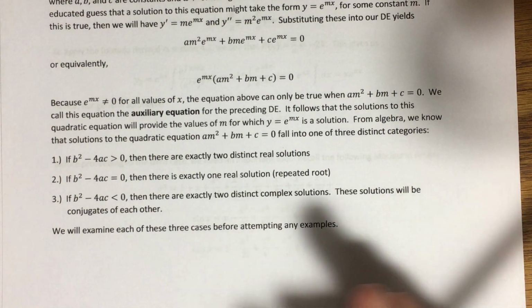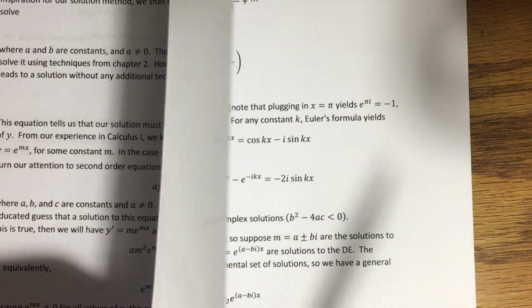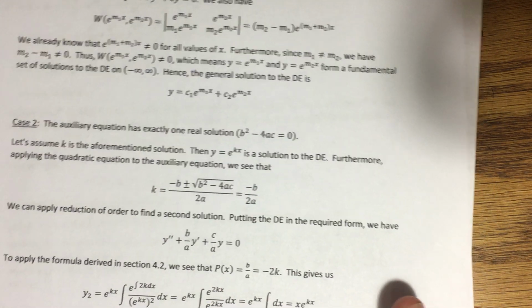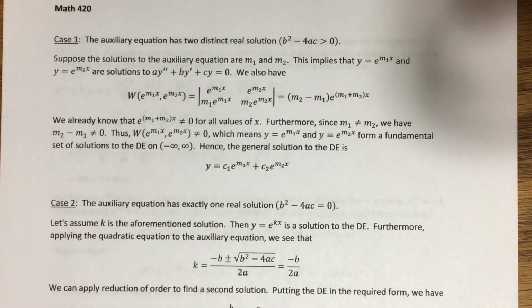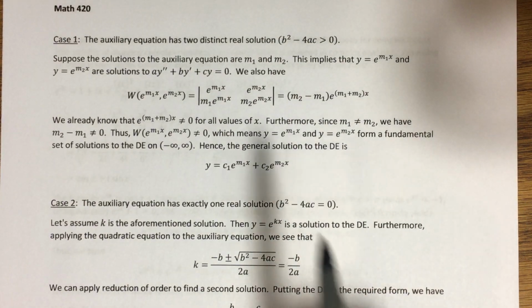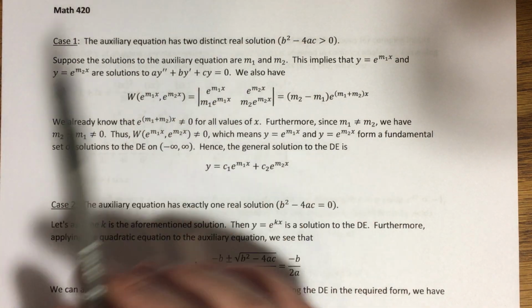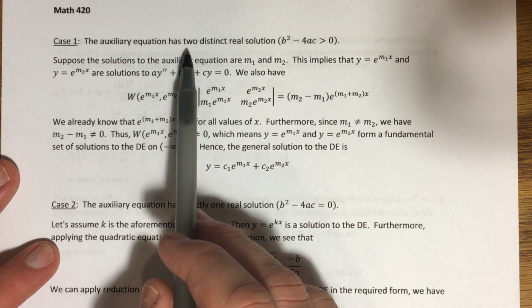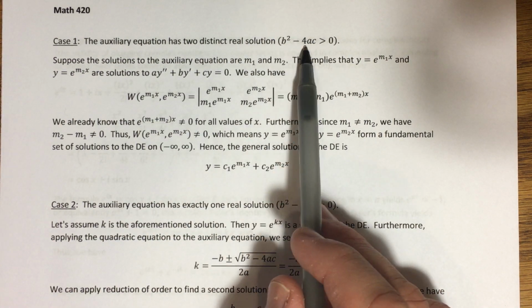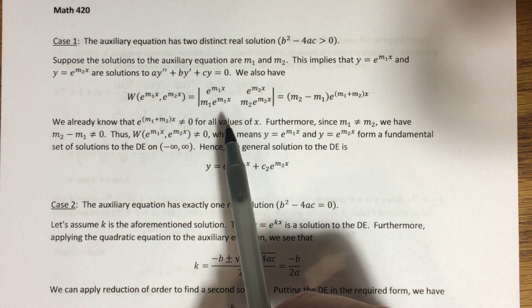So I want to take a look at all three of those cases to see what we can do to solve these homogeneous second order linear DEs with constant coefficients. It's so much to say all that every single time. Case 1. If we have that DE that we talked about and our auxiliary equation has two distinct real solutions, so this is the case where the discriminant is positive, what can we say about our solution set?